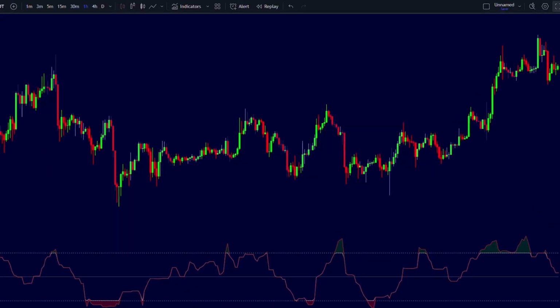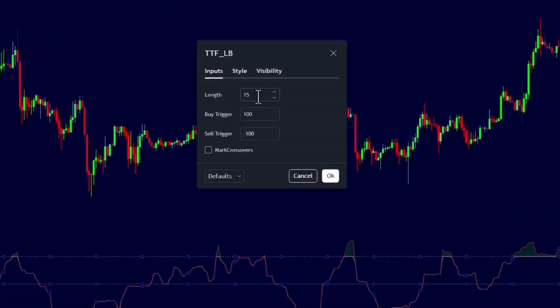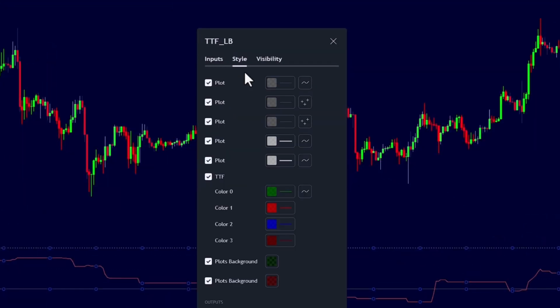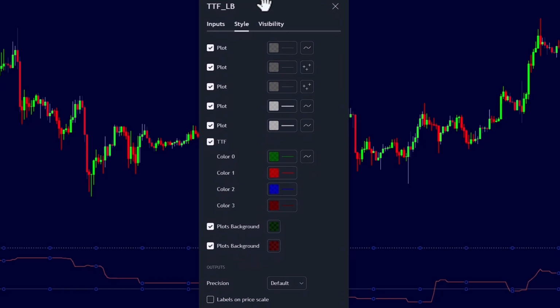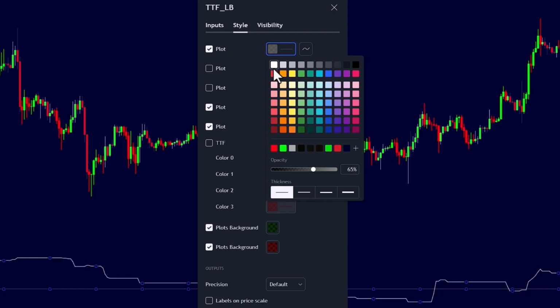Great. Now that the trend trigger factor indicator is on your chart, we'll need to fine-tune the settings to fit our unique strategy. Just a heads up, we'll be using this indicator in a special way, different from how others might typically use it. So to get the most out of this strategy, make sure to follow along closely as I walk you through each adjustment to the indicator settings. It's important to follow these steps precisely to ensure the indicator is optimized for our specific approach.